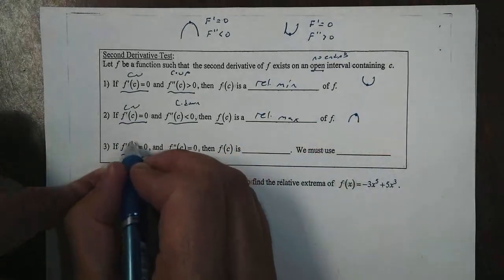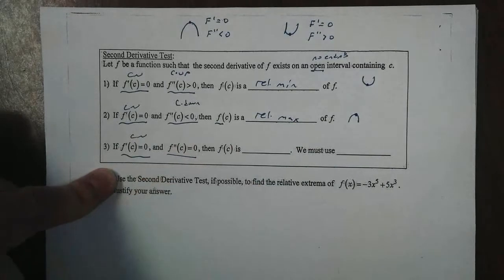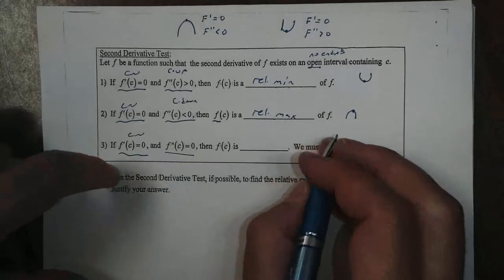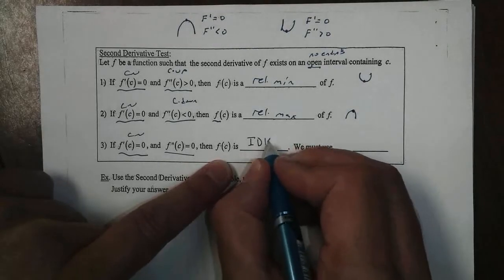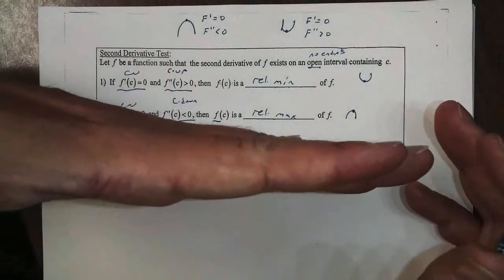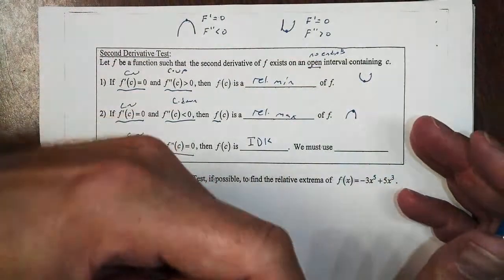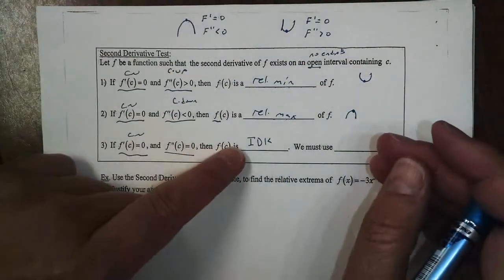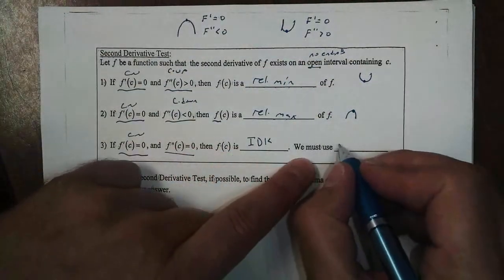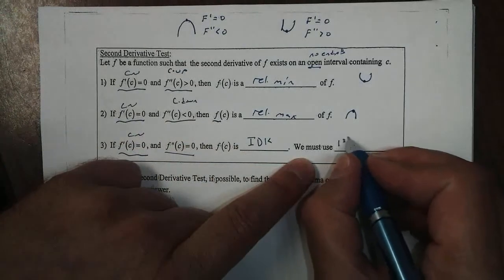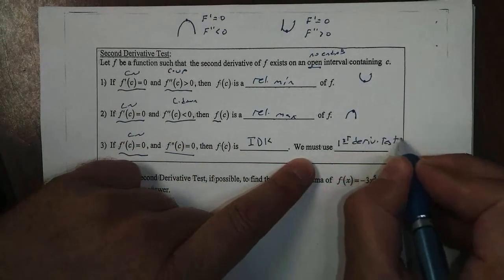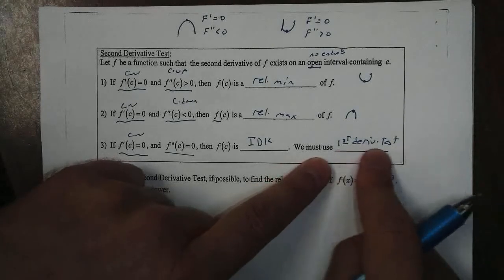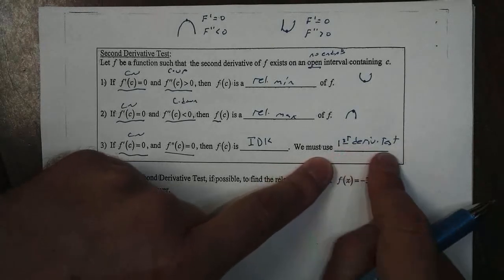But what if we have a critical number, but our second derivative is also 0? Then what's happening here? Well, this is the official answer: we don't know, because if it's not concave up or concave down, we really don't know if it's a maximum or minimum. So for this, we must use the first derivative test. And this is one of the reasons why a lot of students don't really like the second derivative test, because in many cases we're going to use the first derivative test anyways.